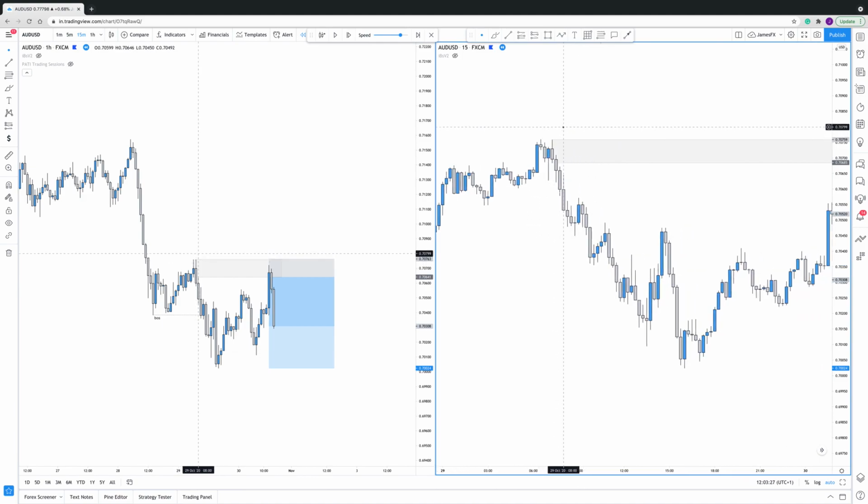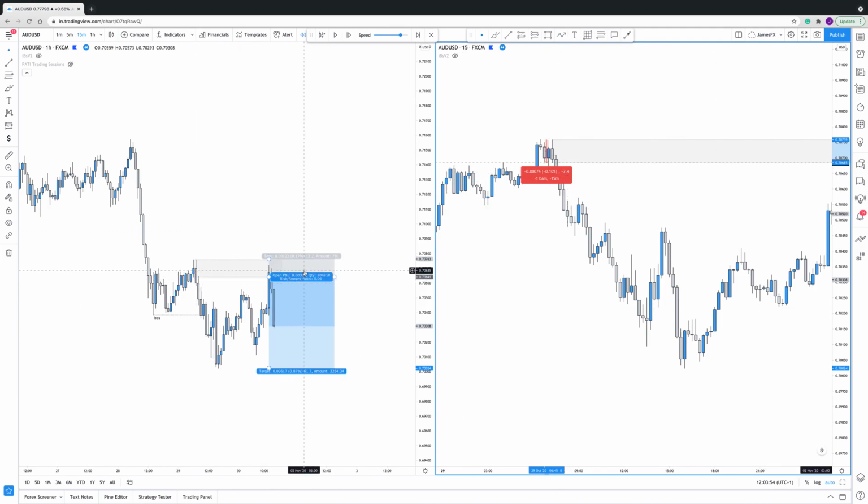So we have this move to the downside, which broke structure as well. And we have the last bullish up move before the down move, but we can refine it to this candle because we haven't shown the momentum. So this is our refined order block. So we're now looking at 7 pips as opposed to 12 pips from the hourly order block.